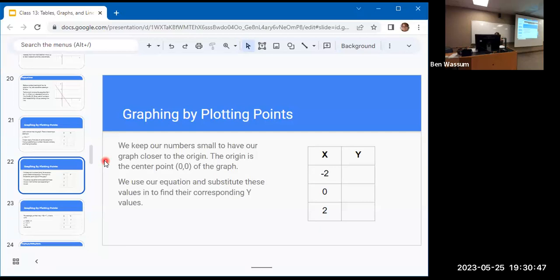You have to keep the numbers small in order to keep your graph closer to the origin. That way you don't have to use up a ton of paper. That's really the best advice I can give you for plotting points: keep them simple, keep them small, keep them basic, and no reason to overcomplicate it.